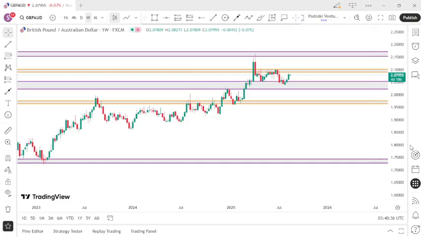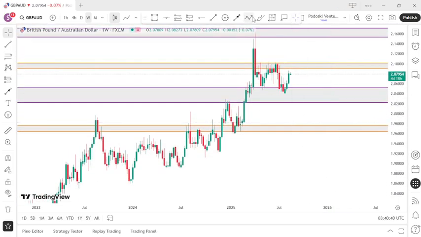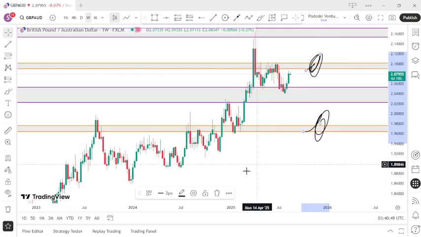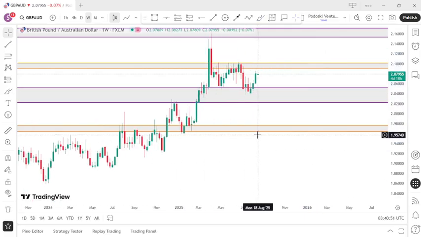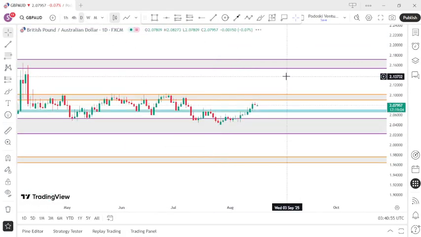So here we are on the weekly time frame. I have my weekly upper zone here, my weekly lower zone here. And from the weekly time frame, you can also see price is still moving to the upside, like we saw on the monthly. So let's go to the daily.